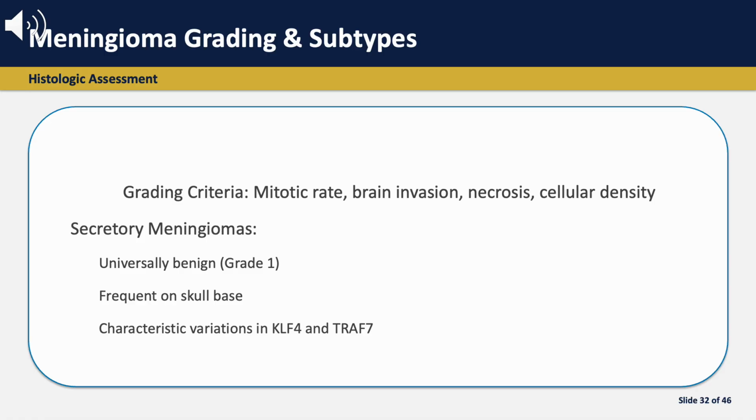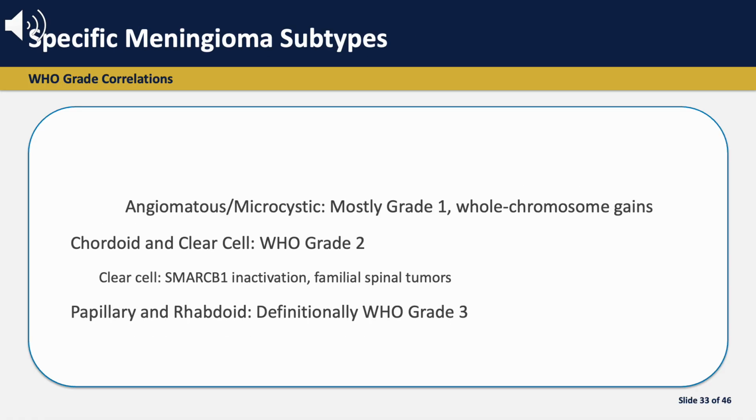Secretory meningiomas are universally benign, frequently encountered on the skull base, and show characteristic variations in KLF4 and TRAF7. Angiomatous or microcystic meningiomas are also most often grade 1, and a large proportion of these show recurrent whole chromosome gains. Choroid and clear cell meningiomas are classified as WHO grade 2, irrespective of the presence or absence of conventional histologic grading criteria. Of these, clear cell meningiomas characteristically show SMARCB1 inactivation and may present as familial spinal tumors.